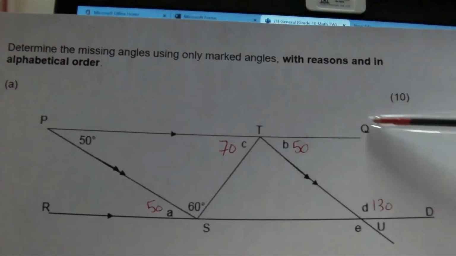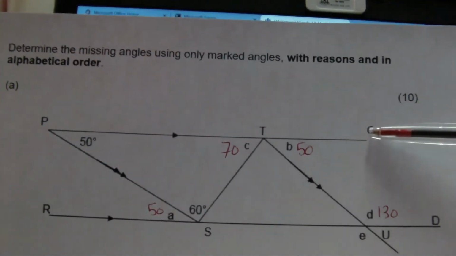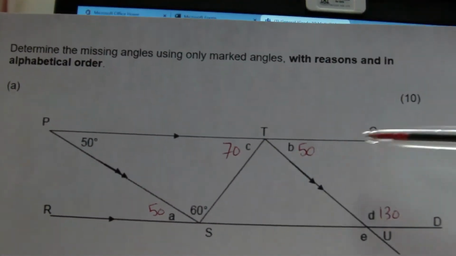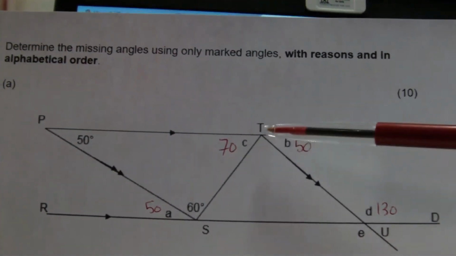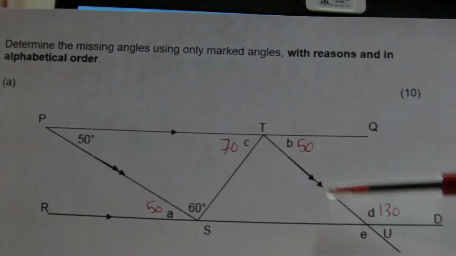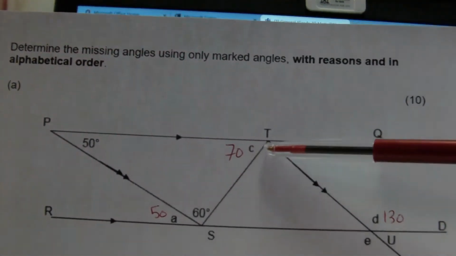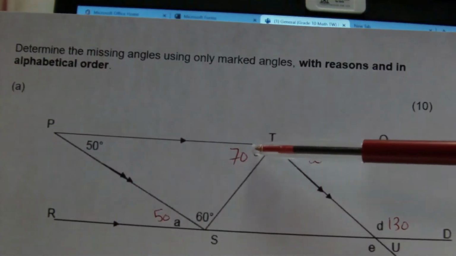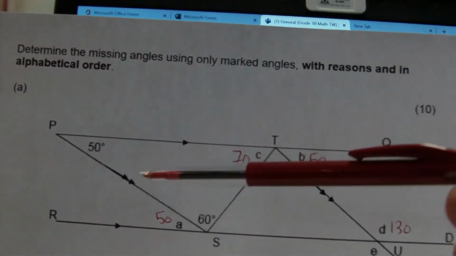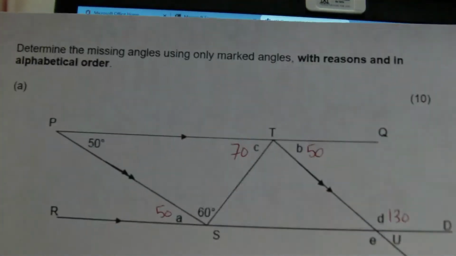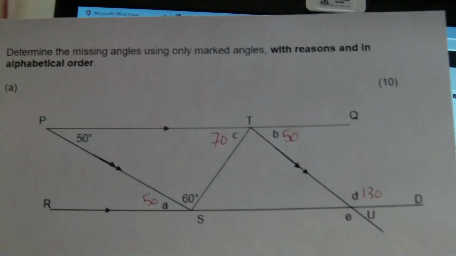Do you see an angle there? Do you see the Q? The Q is just showing me where this line begins. This T is just showing me where this line and this line and this line all meet there. But the angles they're looking for are the lowercase letters. So that's the first thing that some of you guys got wrong.